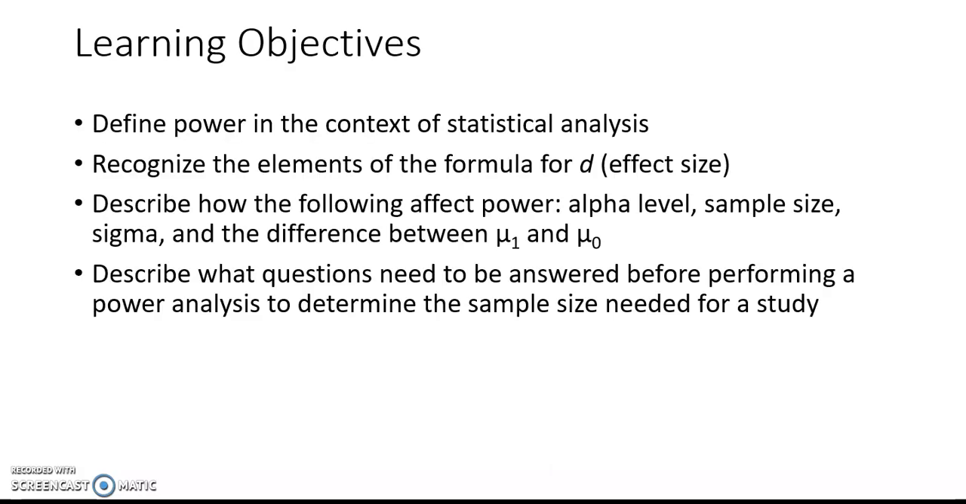So, learning objectives: being able to define power, and recognize the elements of the formula for d, which is effect size. That's something that's needed to calculate power. And then being able to describe how the alpha level, typically 0.05, sample size, sigma, and the difference between mu sub 1 and mu sub 0, or mu naught, affects power. And then, what questions do you need to ask before determining the sample size needed for a study?